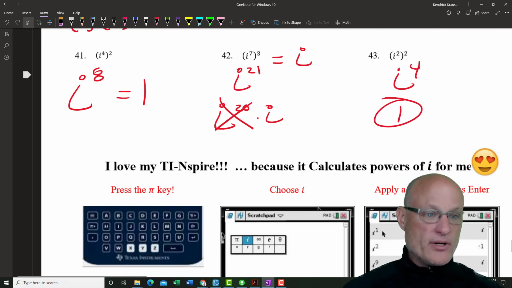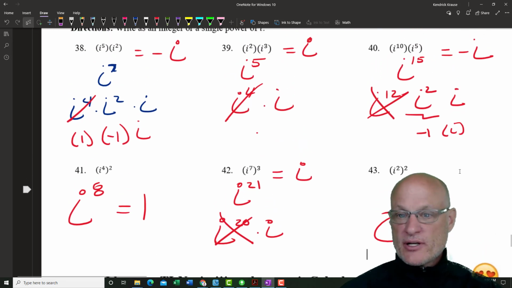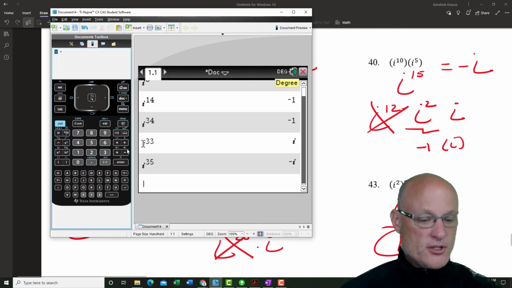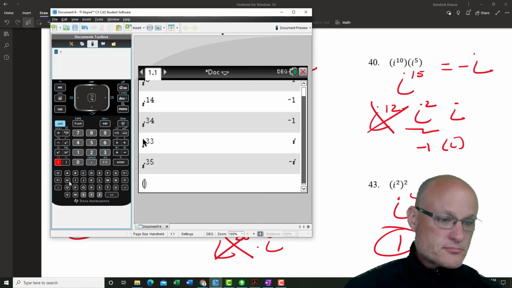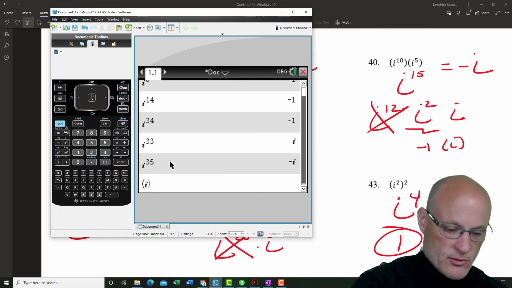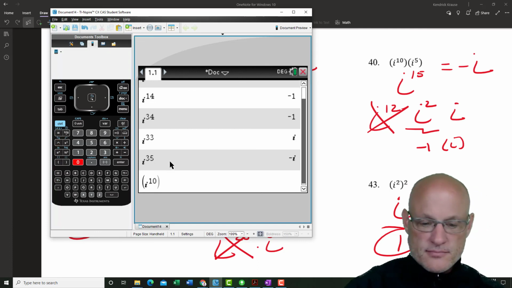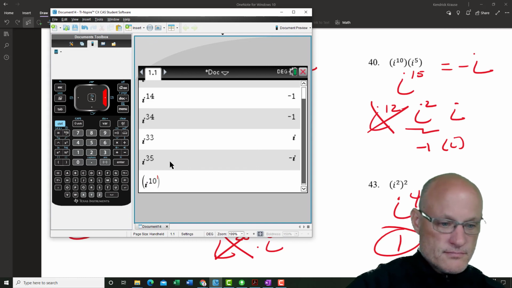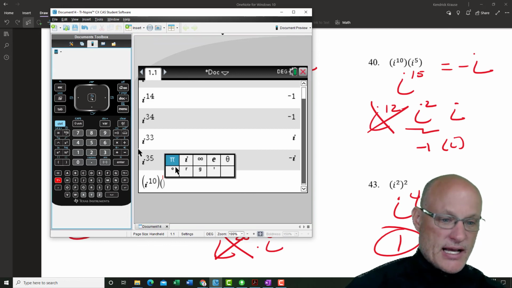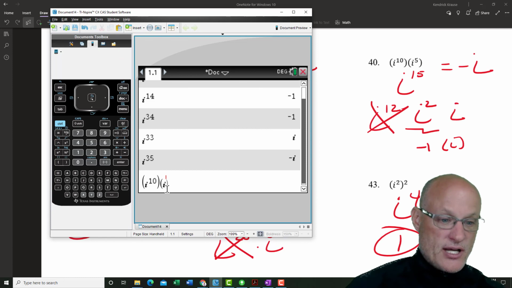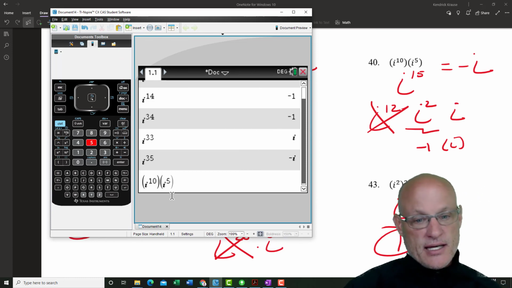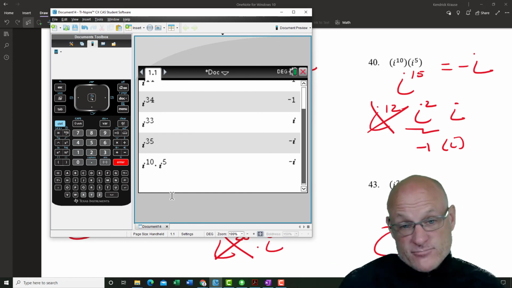And again, I'll do one that's complicated. Let me do this one over here. This one that turned out to be negative i. So i to the 10th times i to the 5th. Our calculator will do this for us. So parenthesis, i raised to the 10th. Parenthesis. You can't click on the i letter down here. You have to go in there and click on that i there, because that's the imaginary number i. And you get negative i. That's all it is. There she goes.